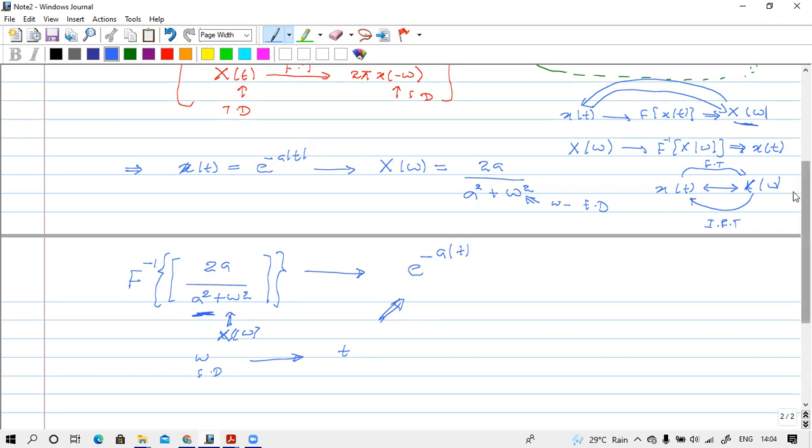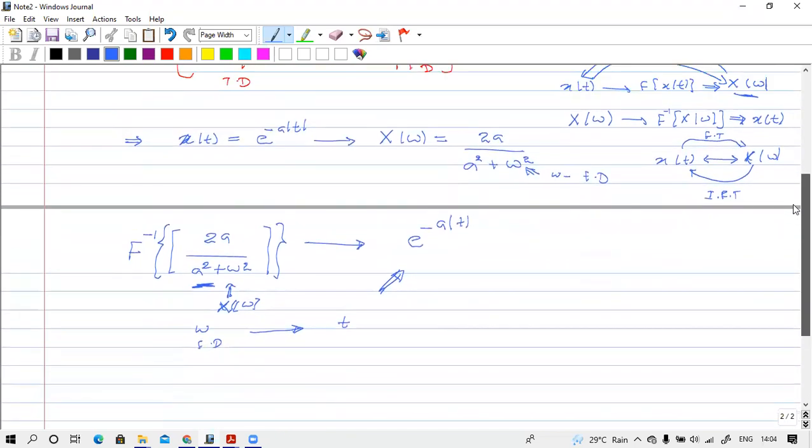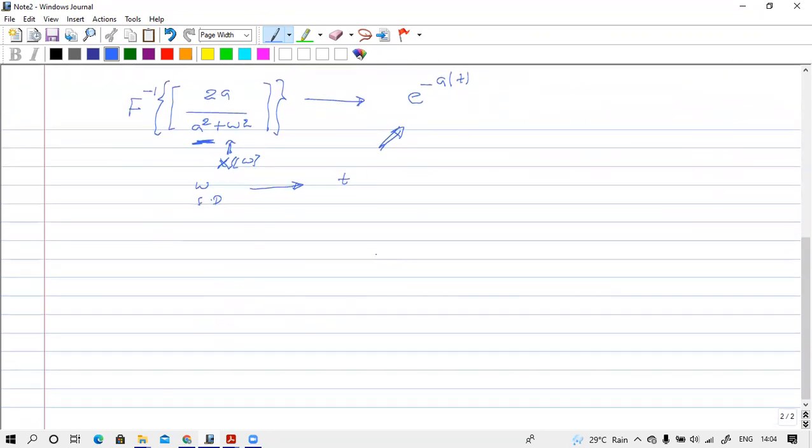But if you are asked something else, this is a frequency domain signal. I will write it again here, so try to understand this. We have x(t) equal to e to the power minus a magnitude t. Previously we found the Fourier transform, and we got 2a over a square plus omega square. So this is the X(omega) signal, an omega domain signal.